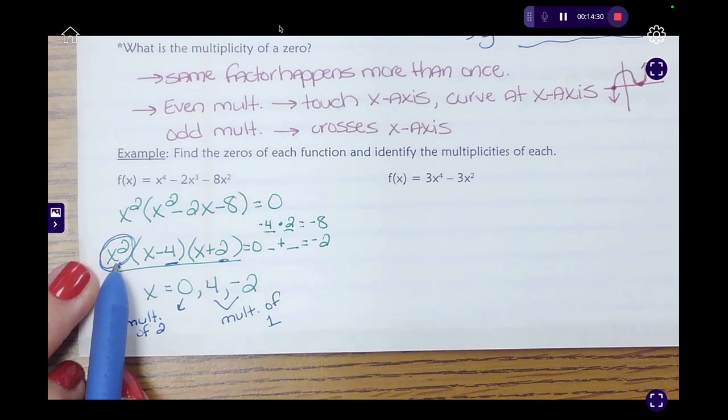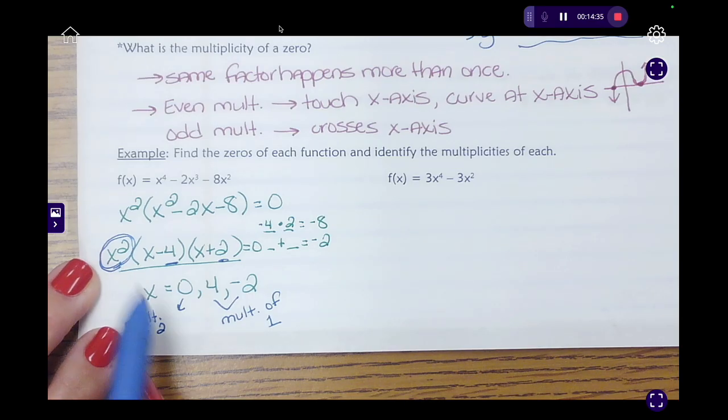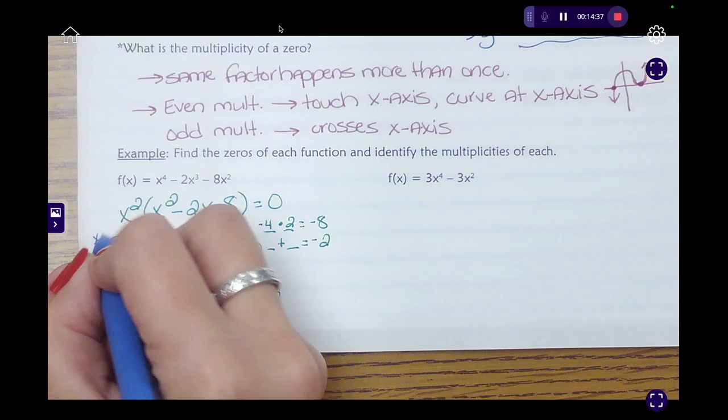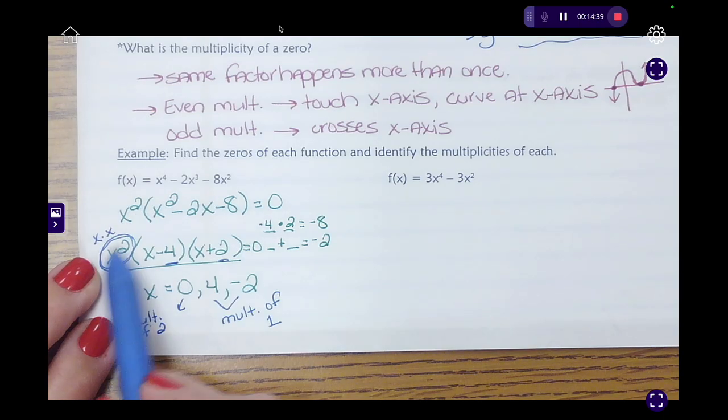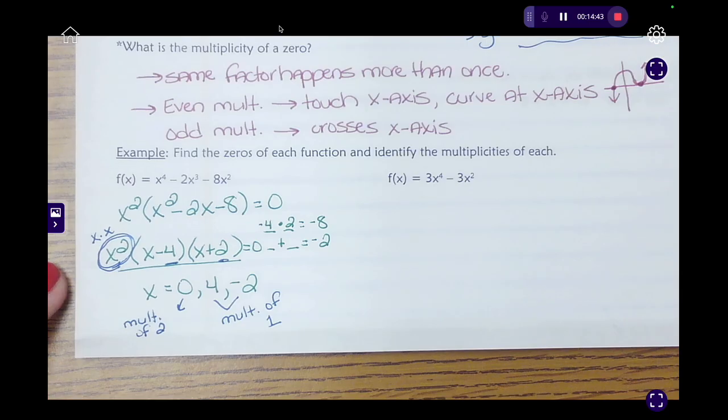Okay, but because of that x squared, that breaks down with that square root, you technically have 2 of those because x squared would be x times x. It repeated itself. So that means that 0 would have a multiplicity of 2. Okay, let's try the next one.